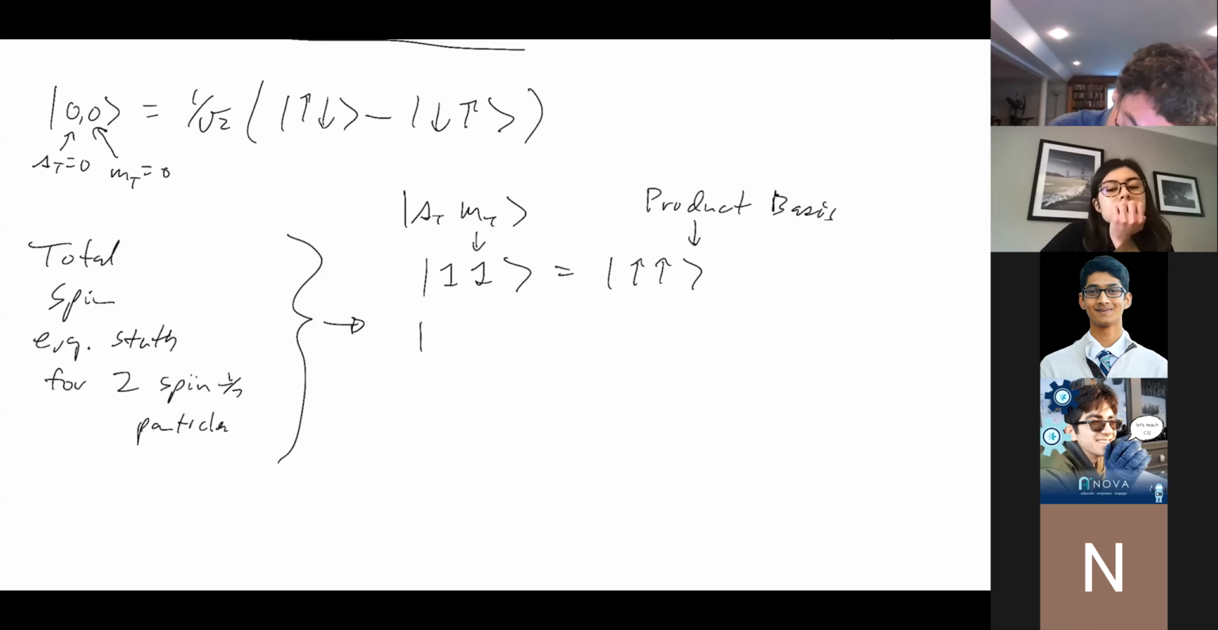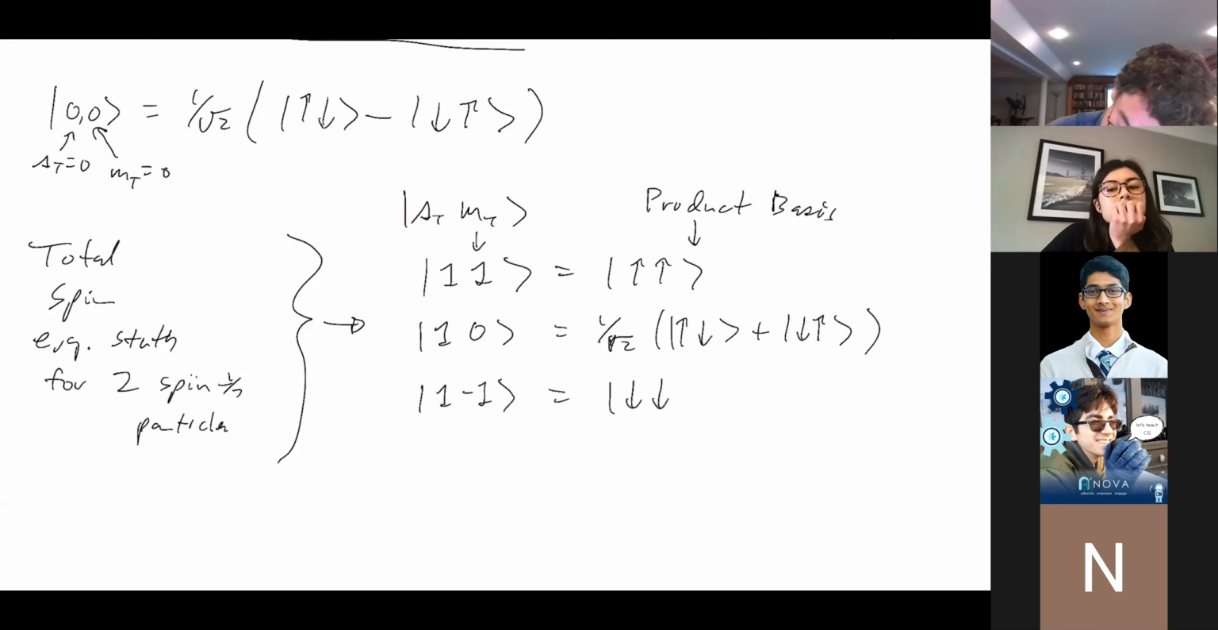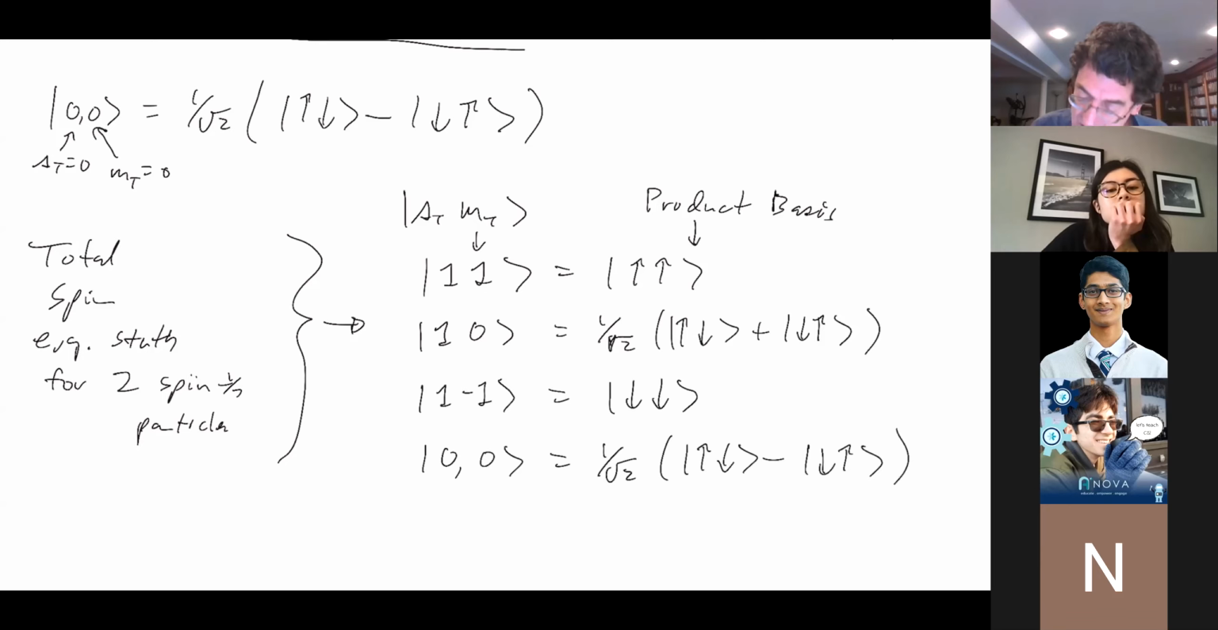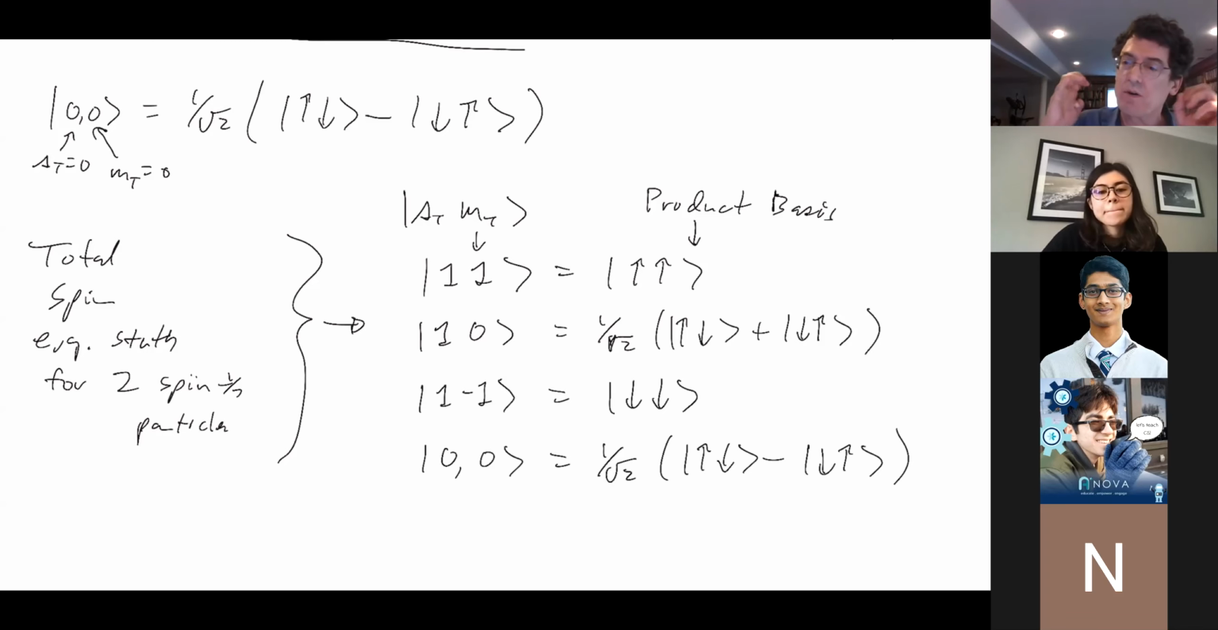And then I have 1, 0 is equal to 1 over square root of 2 up, down, plus down, up. And then I have 1, minus 1 is equal to down, down. And then I have 0, 0 is equal to 1 over square root of 2 up, down, minus down, up. And so that is it. So we've done it. We've added angular momentum, and basically what we've done is a conversion of the basis.